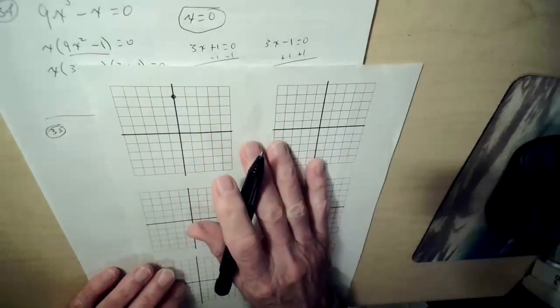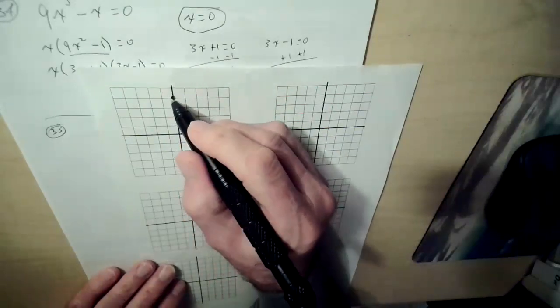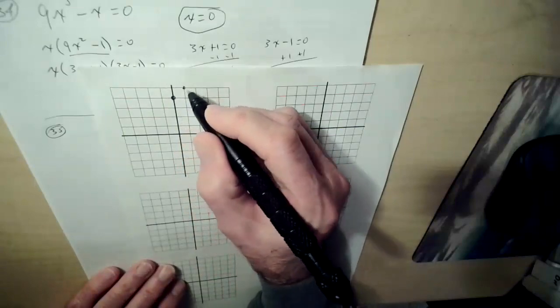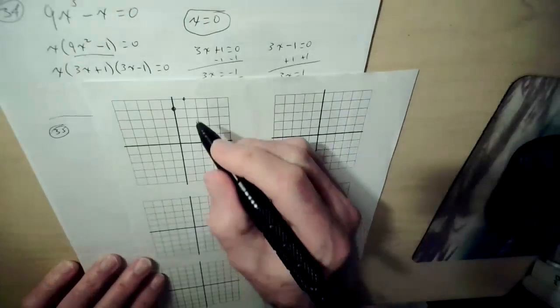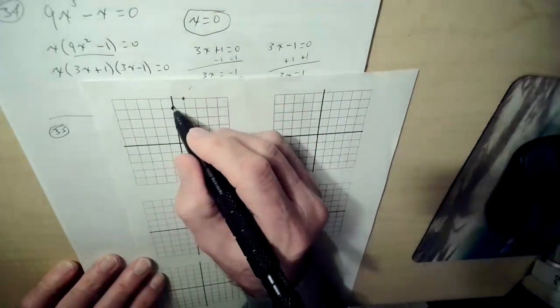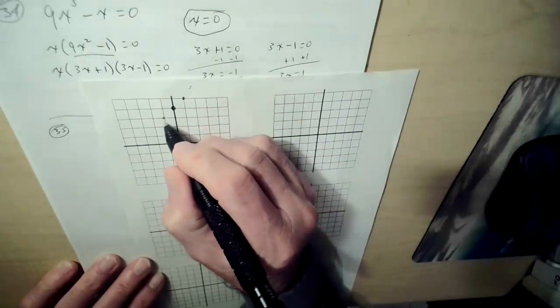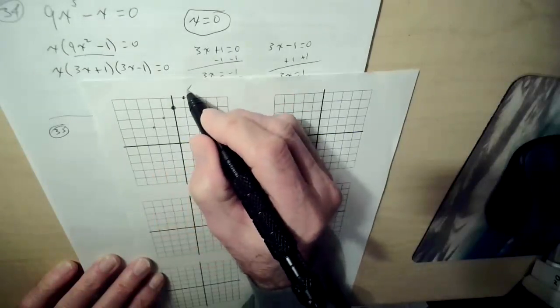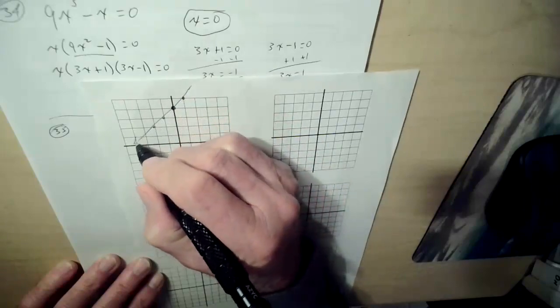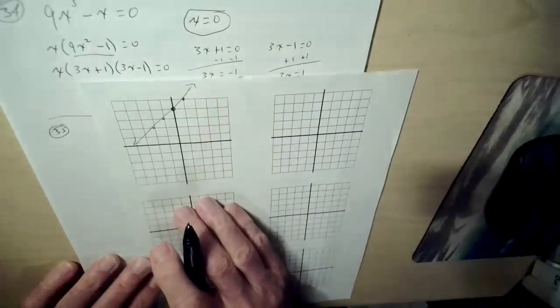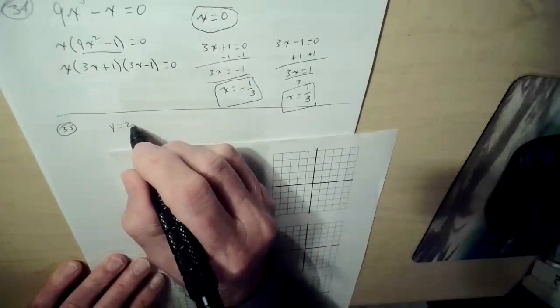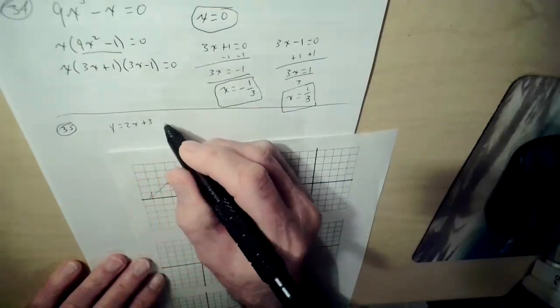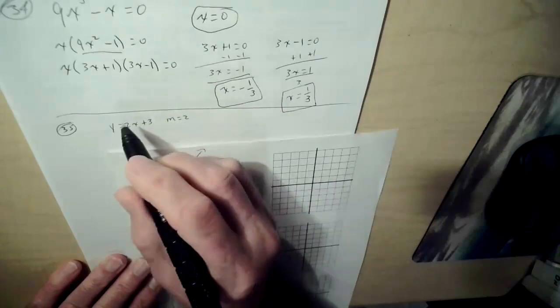Okay, so it's going to cross the y-axis at 4. 1, 2, 3, 4, and has a slope of 1. Now, a slope of 1 means up 1 over 1, up 1 over 1. Or it could be down 1 and to the left 1 also. Okay, so this is going to look like that. And the second one is y equals 2x plus 3.